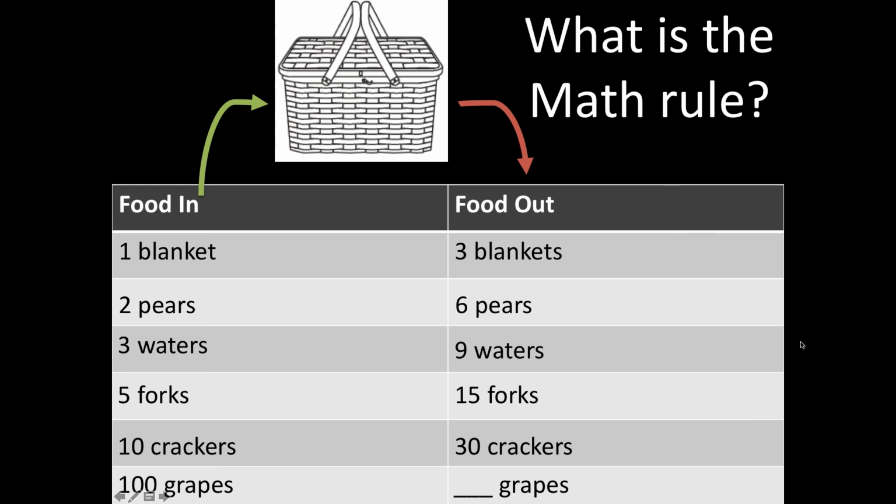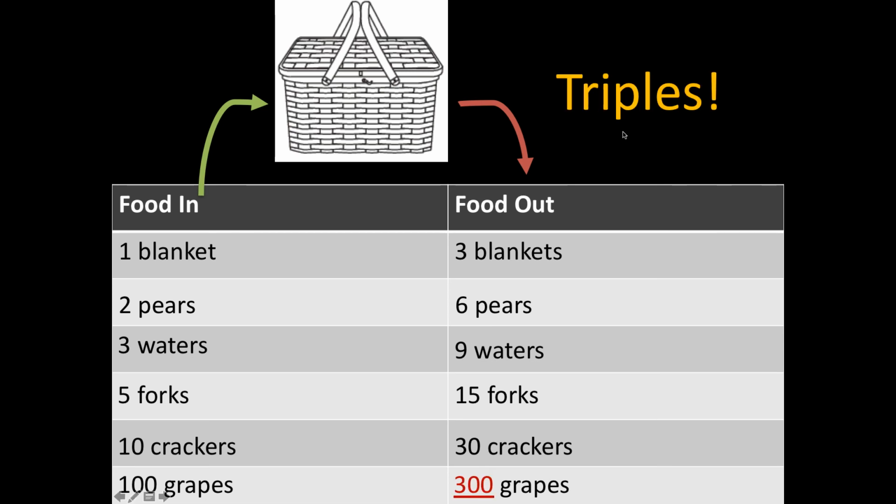Well, let's find out what the math rule is. And it is triples. So the last one was doubles and this one was triples. And if we have 100 grapes go in and we tripled the amount of grapes, we would now have 300 grapes. Wow, very cool. All right, so our math mini lesson is complete.